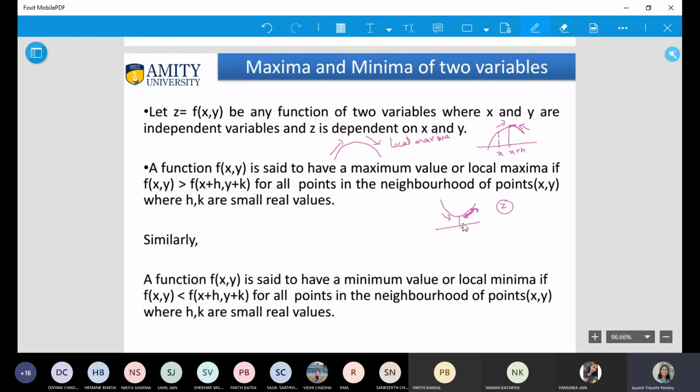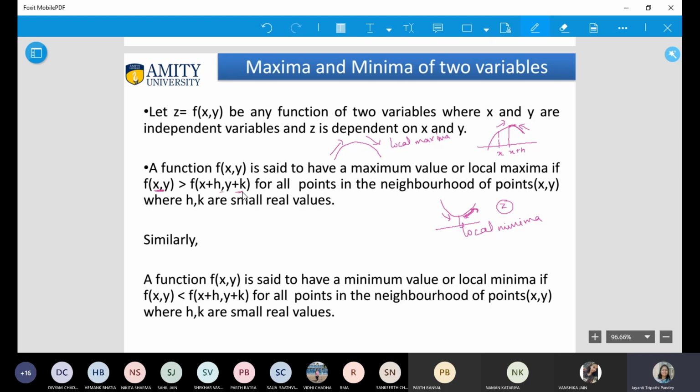All right, this is local minimum. This is not a new thing, you know all this. The only thing is now we are talking about two variables. Is this concept understood? Here we are not differentiating, we are not doing anything. We are just trying to get the value in the neighborhood of xy.